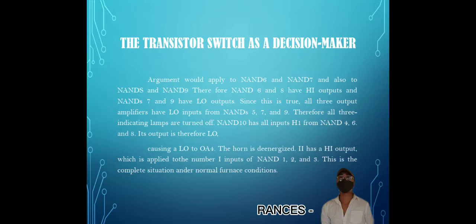Since all the inputs to the indicating lamp amplifiers are LO, the lamps are off. NAND 10 has all inputs high from NAND 4, 6 and 8. Its output is therefore LO, causing the horn to be off. The horn is designed to sound when a high output is applied to the horn circuit. This is the complete situation under normal conditions.